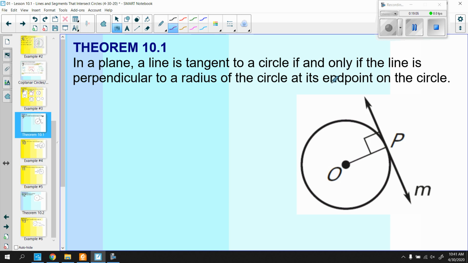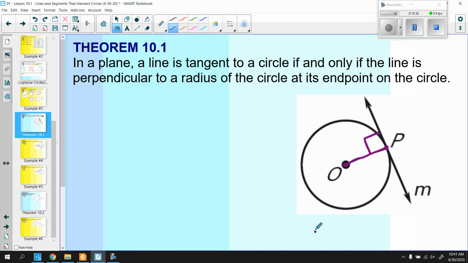It basically says that if you have a line that's tangent, so line M, let's put a little point here so we can see it, in PO, that's fine. Line M is tangent to the circle. If we knew that a line is tangent to a circle, then I know that the radius of the circle is perpendicular to that tangent.